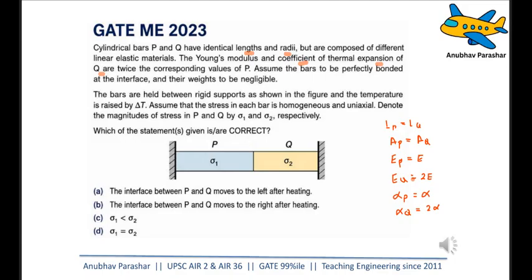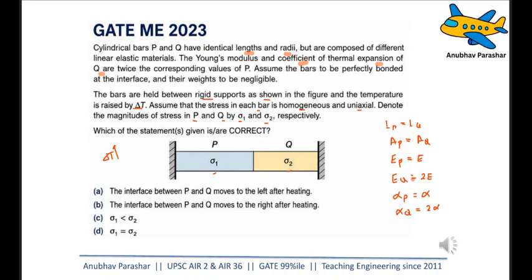Assume the bars to be perfectly bonded at the interface and their weights to be negligible. The bars are held between rigid supports as shown in the figure, and the temperature is raised by delta T. So we increase the temperature of the entire system. Assume the stress in each bar is homogeneous and uniaxial. Denote the magnitudes of stress in P and Q as sigma 1 and sigma 2. So the stress in P is sigma 1, stress in Q is sigma 2.